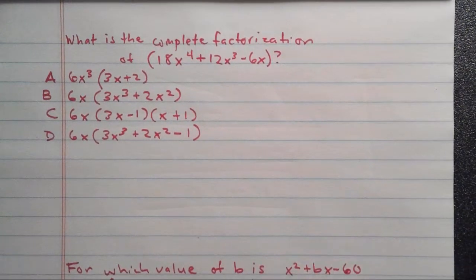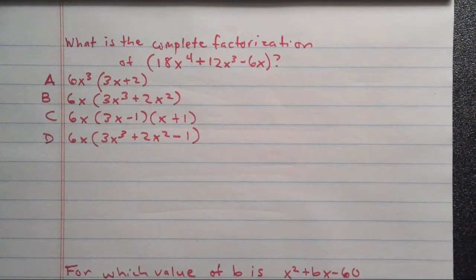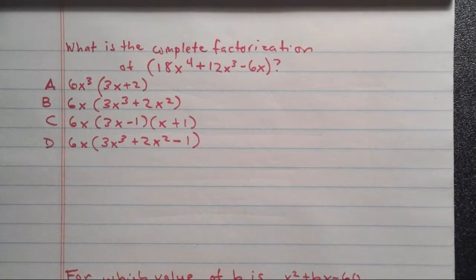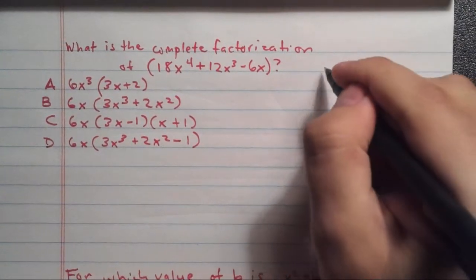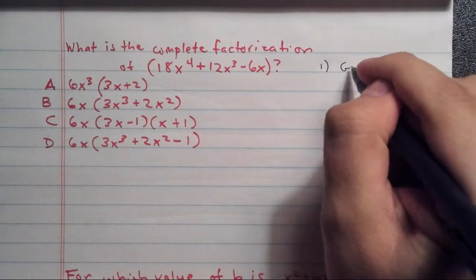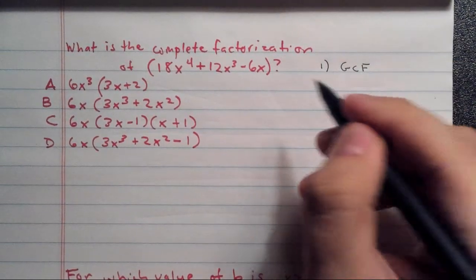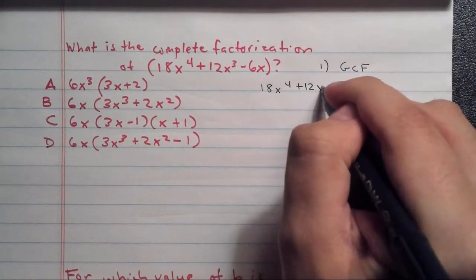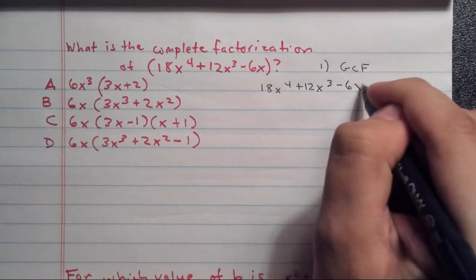Here you're asked for the complete factorization of 18x to the 4th plus 12x cubed minus 6x. And I've shown you the 4 answer choices that were presented with this problem. Well, in order to factor, again, we must remind ourselves consistently that our first step is to take out the greatest common factor. So let's copy this down here, 18x to the 4th plus 12x cubed minus 6x.